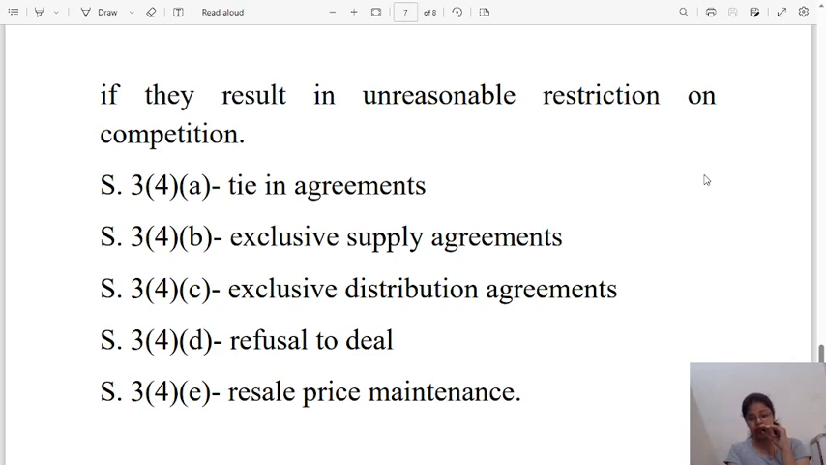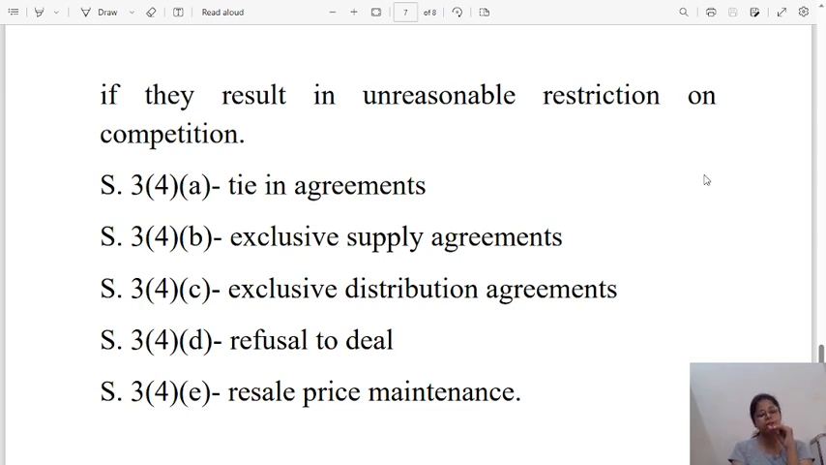Now next comes the refusal to deal type of agreements. In refusal to deal, the person from whom the goods are bought or the person to whom the goods are sold is restricted by an agreement. An example could be a particular franchisee who is restricted from making a particular product for a certain time. This would mean refusal to deal.